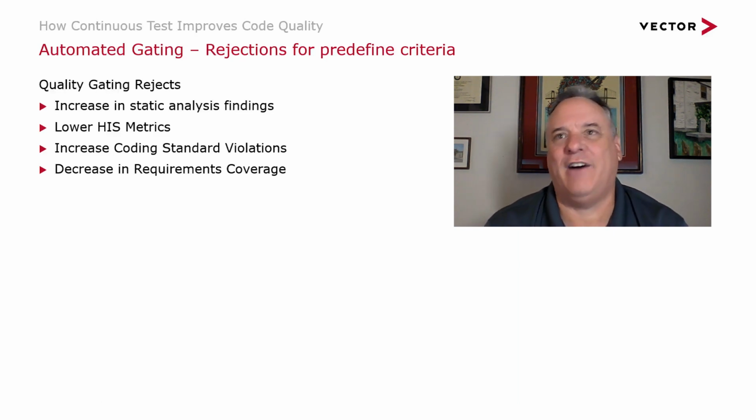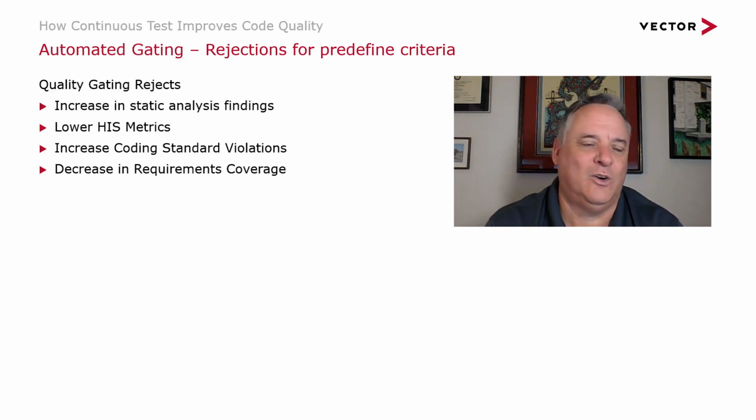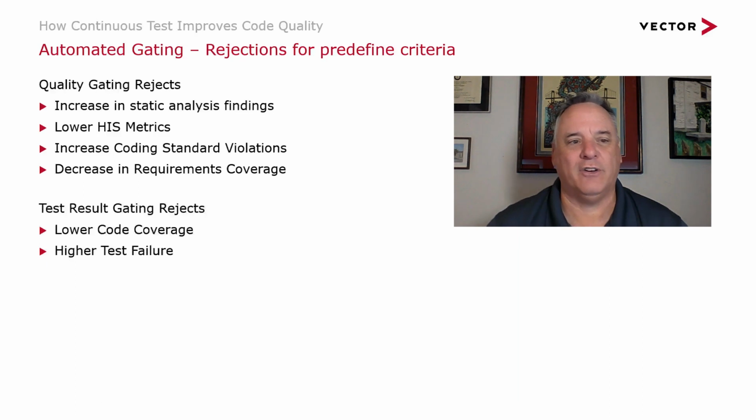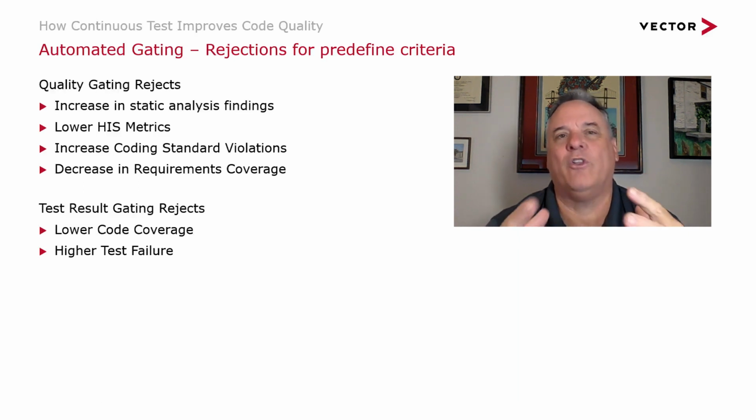Well, you need to have some kind of automated gating that will reject or pass the event on predefined criteria. Whether they're quality gates for increased findings on static analysis, lower metrics, increased coding violations, or decreasing requirements coverage, those can be a set of quality gates that you would run on one event or another. Then test result gating: lower code coverage, higher test failure. If you start getting into that area, you may want to set a rejection criteria for those.